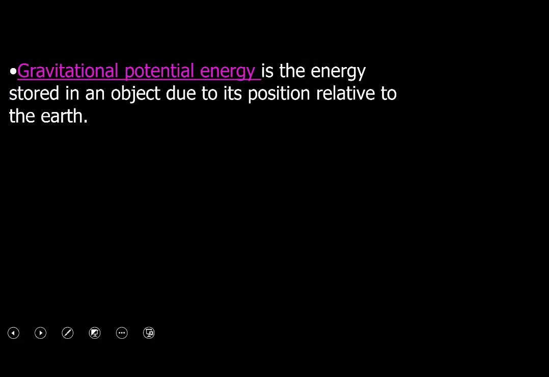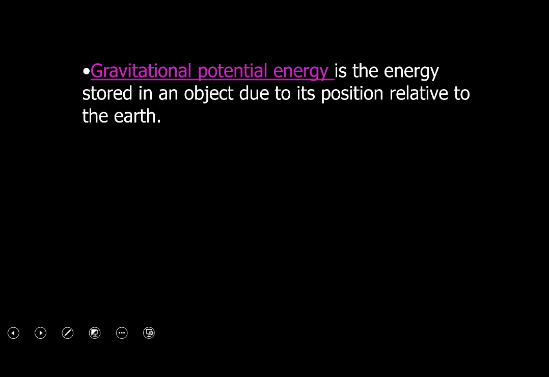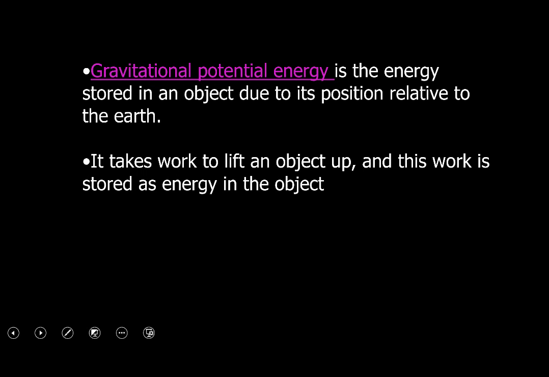And gravitational potential energy is stored energy. We learned about that in the last lesson when we were talking about types of energy. And gravitational means it's got to be raised up above in some sort of gravitational field, in our case above the Earth. It's the energy stored in an object due to its position above the Earth. It takes work, force times distance, to lift an object up, and that work is stored as energy in the object.